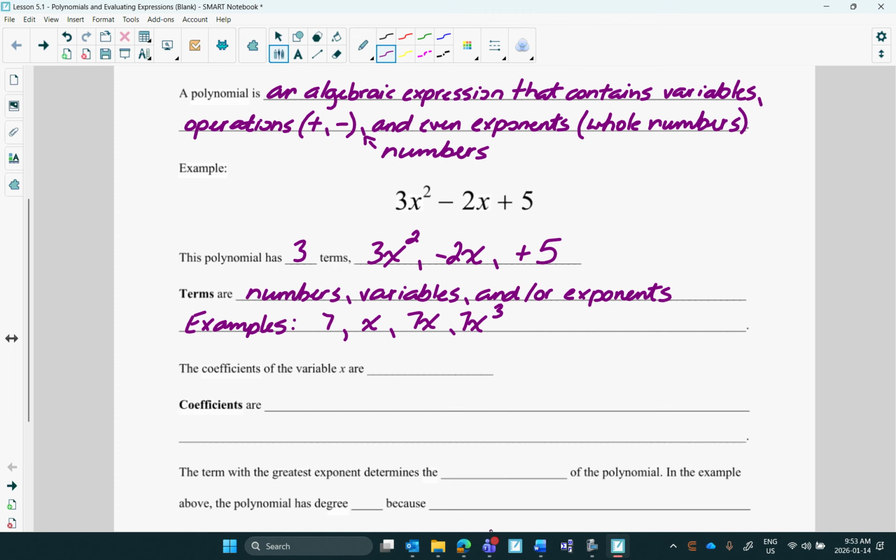Now, do you have to memorize these definitions? No. It's just that when I refer to these words, you should know what I'm talking about. Like when I say exponent, you should know what I'm talking about. When I say terms, you should know what I'm talking about. Some other things that we need to know.